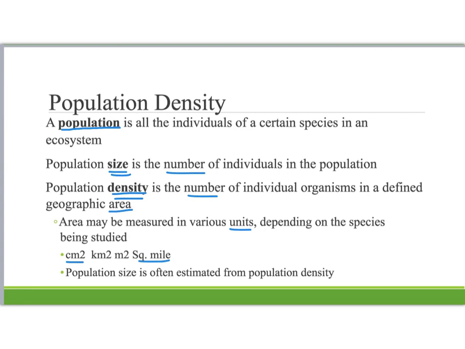So it can be something very small, like a square centimeter, or something that's very large, like a square mile. We often actually start with the population density and then go and work backwards to estimate the population size, because population density can be calculated in very small areas and then multiplied out to expand for the larger population size.